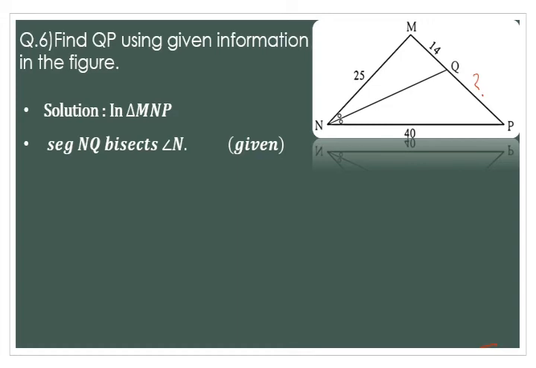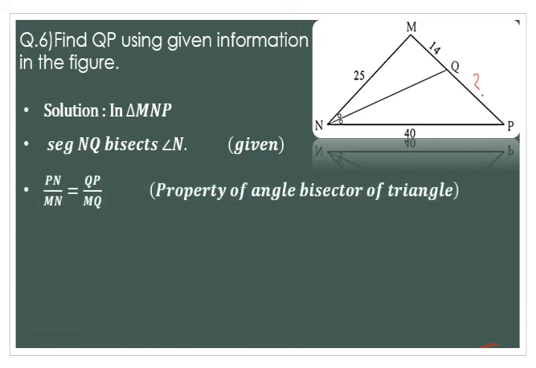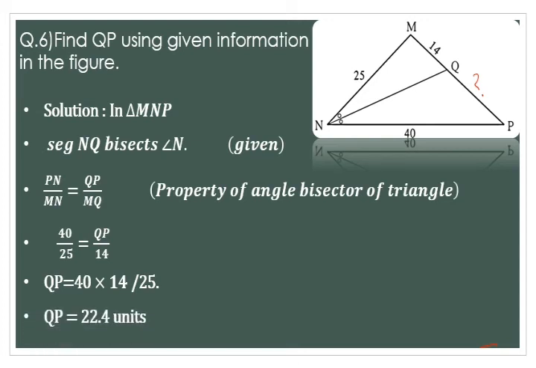Now by property of angle bisector of a triangle, we can write PN upon MN is equal to QP upon MQ. Now just substitute the values and you will get the value of QP. So 40 upon 25 is equal to QP upon 14. By cross multiplication, QP is 40 into 14 upon 25, which is equal to 22.4 units.